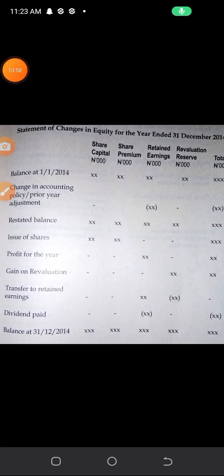The second one we'll be looking at is the statement of changes in equity. The statement of changes in equity is also one of the statements that we'll look at.